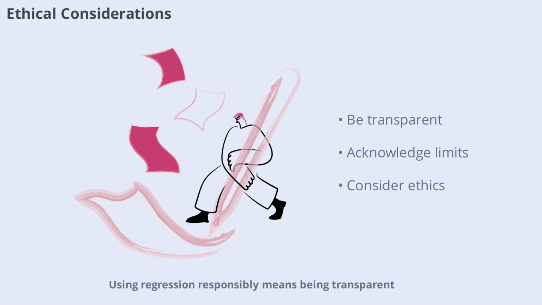Using regression responsibly means being transparent about your methods and acknowledging limitations. Avoid manipulating data to get desired results and always consider the ethical implications of your analysis, especially when making decisions that affect people or organizations.